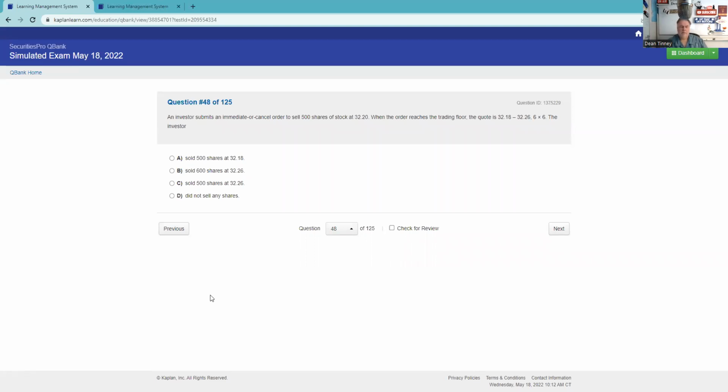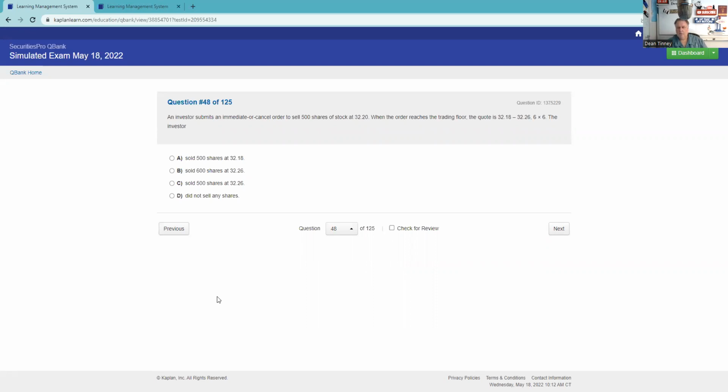An investor submits an immediate or cancel order to sell 100 shares. So they want to sell 500 shares at 32.20. So that's a sell limit. I'm going to have to match them with a buyer. So if my customer wants to sell, I'm going to match with a buyer.